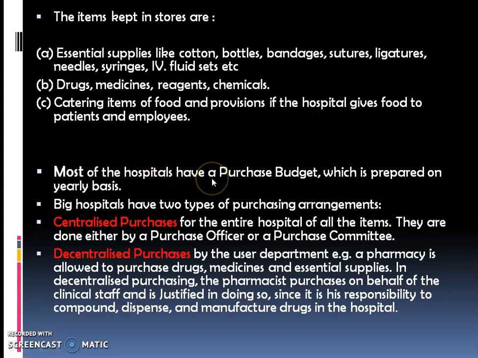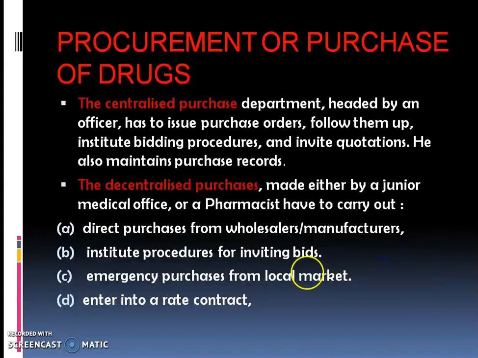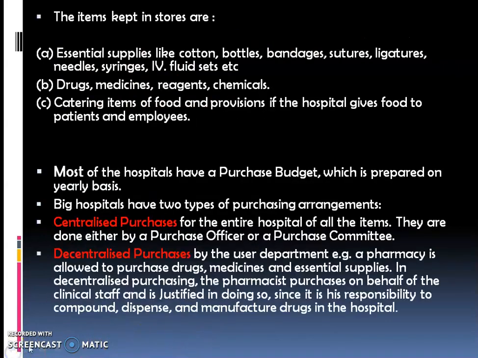Most hospitals have a purchase budget which is prepared on a yearly basis. Big hospitals have two types of purchasing arrangement. First is centralized purchase for the entire hospital of all the items, done either by the purchase officer or by a purchase committee. And second is decentralized purchase, which is done by the user department. For example, a pharmacy department is allowed to purchase the drugs, medicines, and essential supplies. In decentralized purchase, the pharmacist purchases on behalf of clinical staff and is justified in doing so since it is the pharmacist's responsibility to compound, dispense, and manufacture drugs in the hospital.